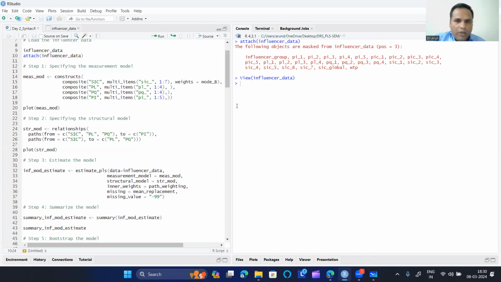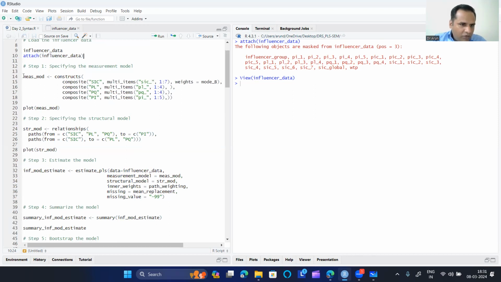Now again, there are 5 steps. Specify the measurement model, specify the structural model, estimate the model, summarize the model, and bootstrap the model. So there are 5 recommended steps. We did see this last time. You can go and see the previous video which is uploaded for you, and you'll get an idea. Whenever you are using the seminar package, it is a 5-step process.